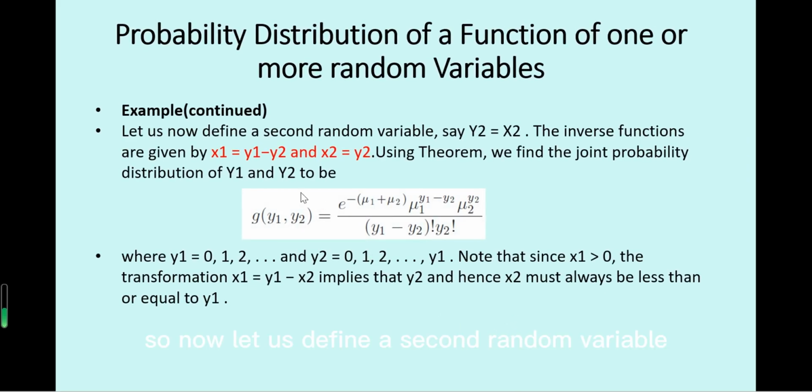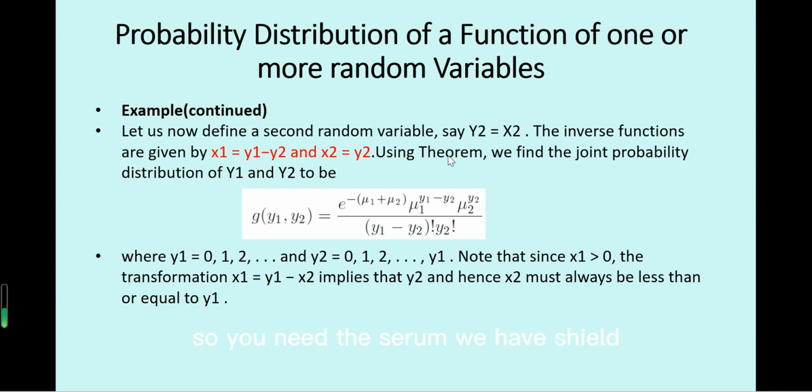So now let us define a second random variable, say y2 equals x2. And so the inverse functions are given by x1 equals y1 minus y2, right? And x2 equals y2. So this part marked with red is very important. We must get the inverse functions of x1 and x2 in terms of y1, y2.